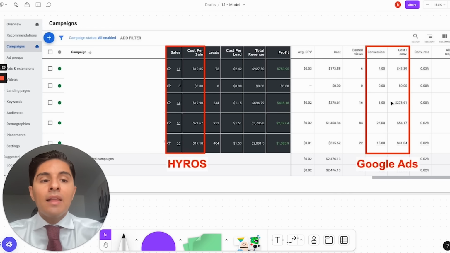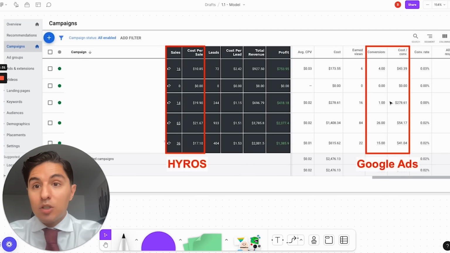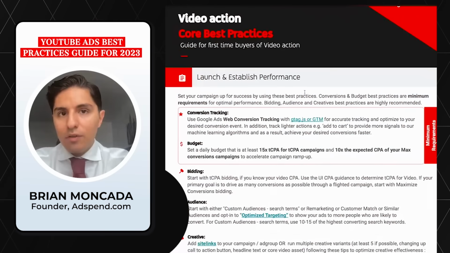So if you don't have Hyros, you're going to be flying blind. You're going to be spending money on campaigns that are not profitable, and ultimately you're not going to be making as much money as possible. Hyros can actually save you money. That's how good it is.